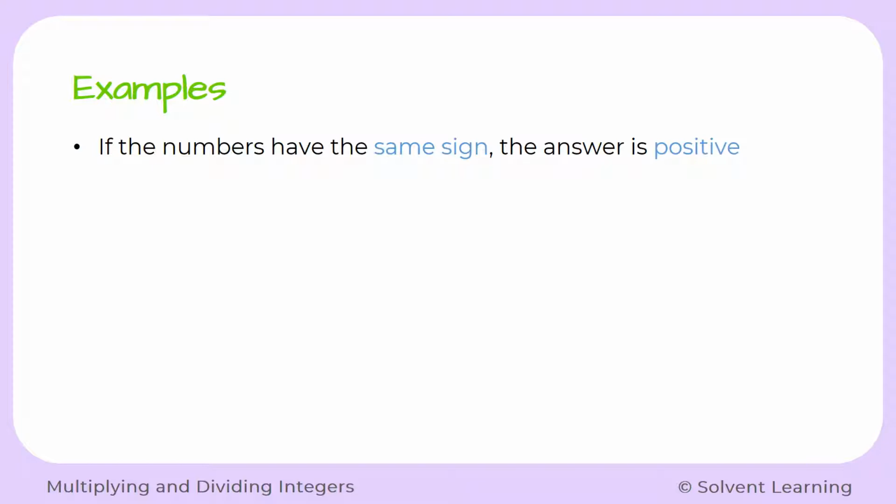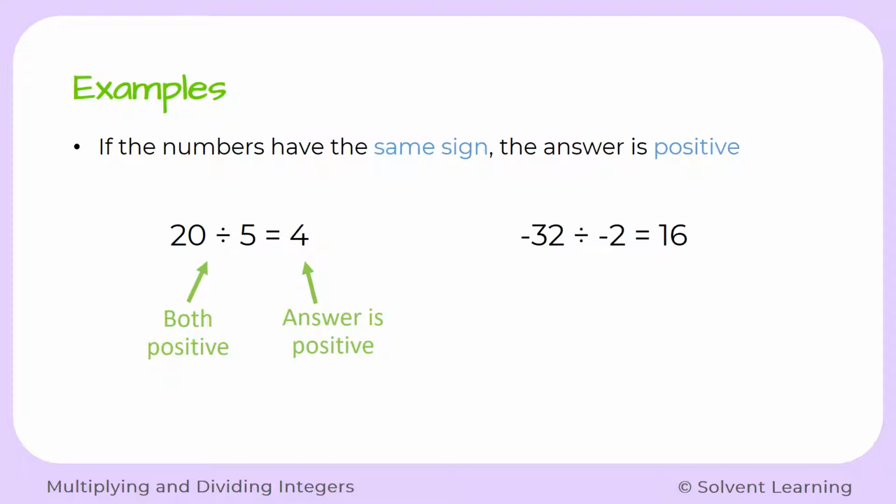And this also works for division. We have positive 20 divided by positive 5. Both are positive. So that means that the answer is positive. So we have positive 4. And in this one, we have negative 32 divided by negative 2. Both of the numbers are negative. Since they're both the same sign, the answer is positive. So we get positive 16.